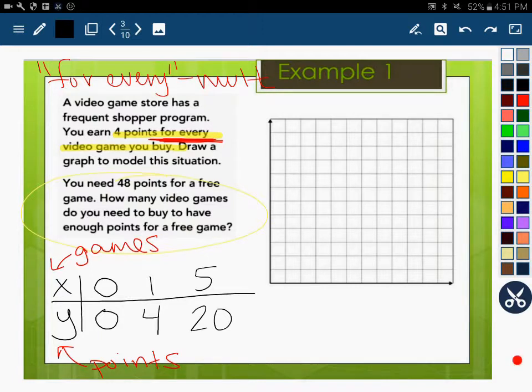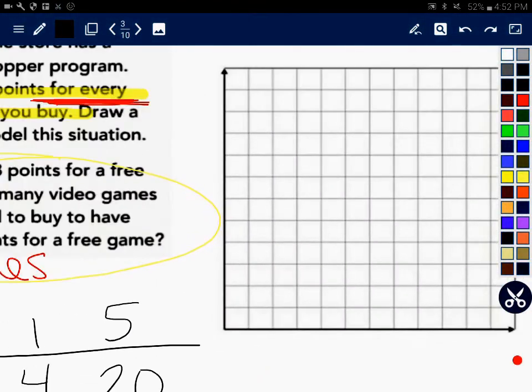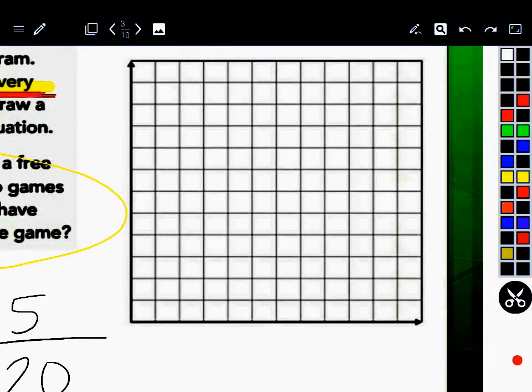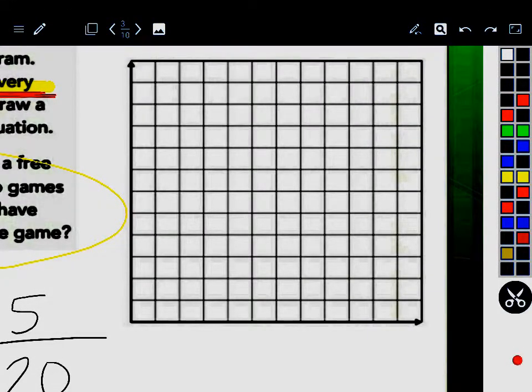So I have 12 tick marks on my grid. So I want to be able to at least reach for the x's up to 5. Well, that's going to be easy. So I'm just going to count the x's by ones. And I'm also going to label my graph with the name that I gave it on the table. So the x-axis would be games, and the y-axis would be points.